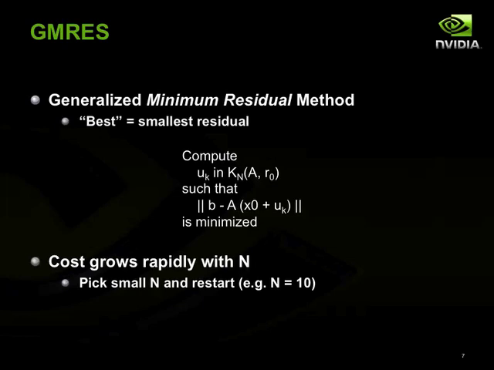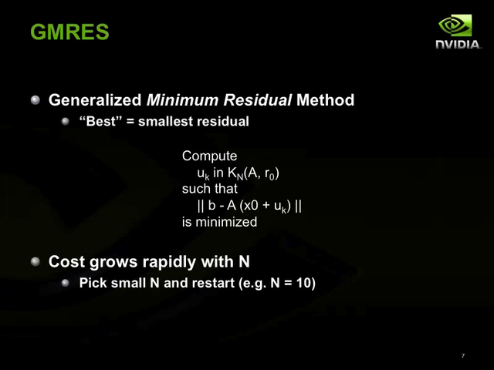The cost of GMRES grows pretty rapidly, because to find this solution you need to do quite a bit of linear algebra. You get some costs that grow as the square of n and n times the size of the matrix. So it becomes expensive. What people normally do is pick n equal to some size like 10. They compute the best vector within a subspace of 10 vectors, apply that, and then restart the whole procedure.